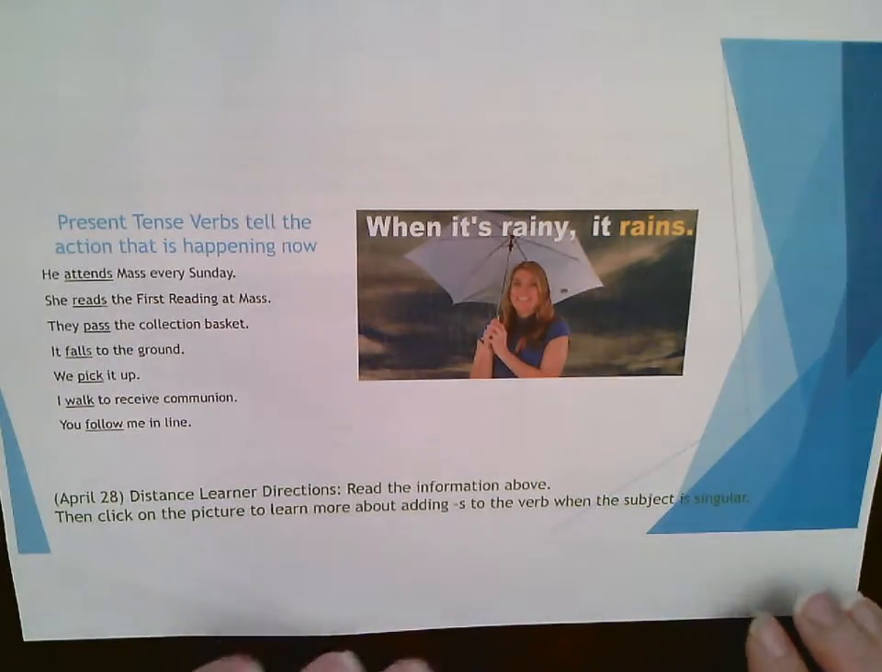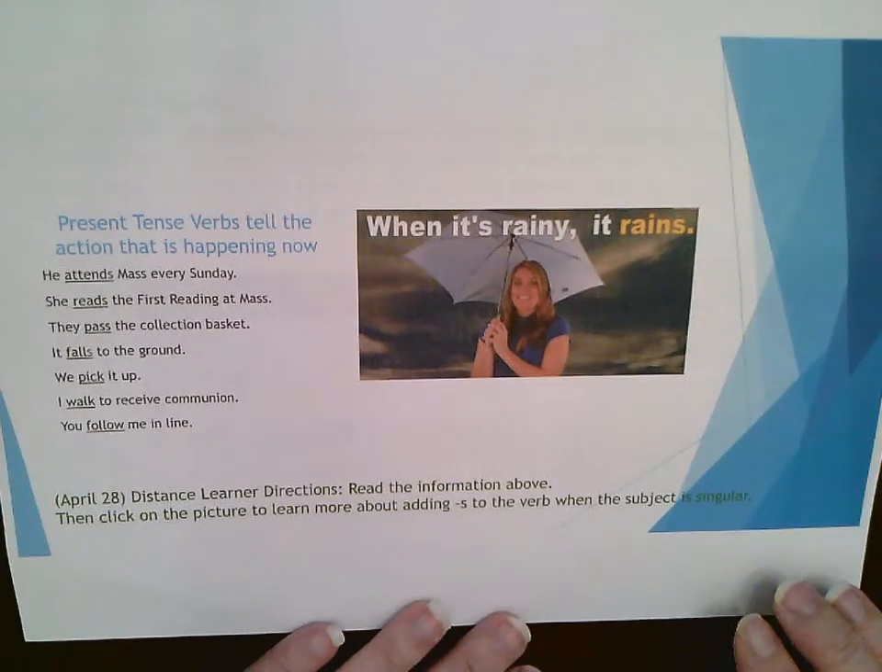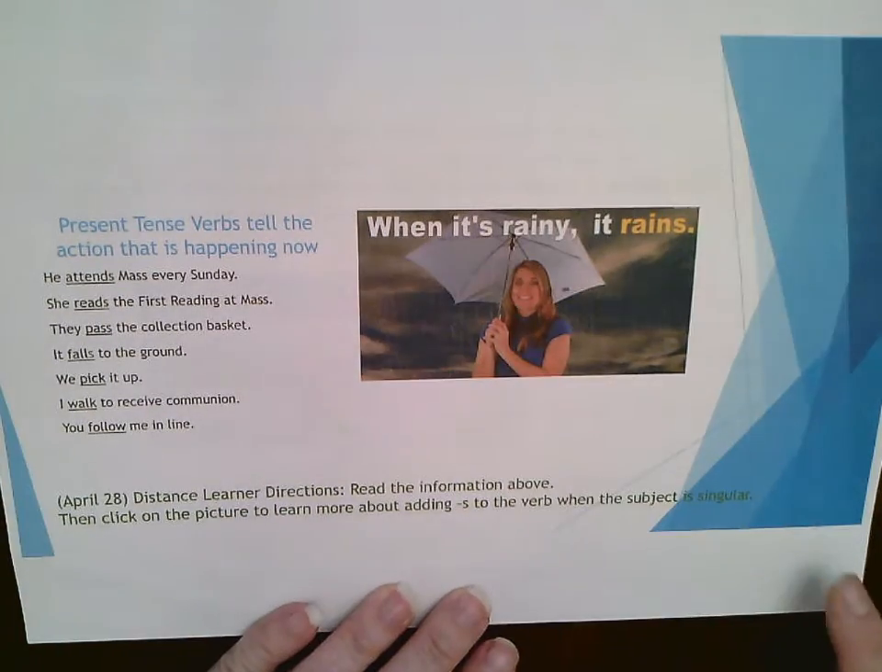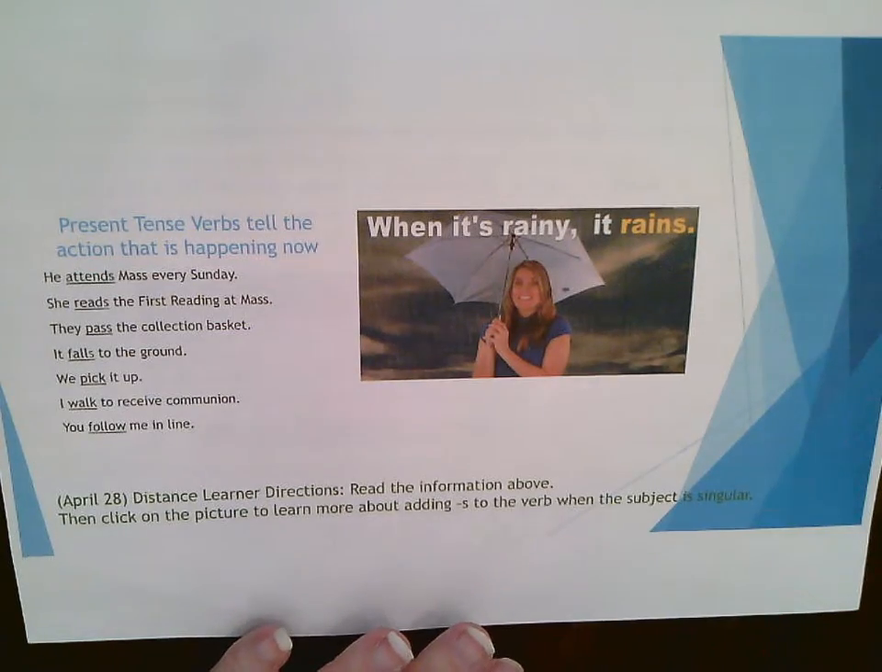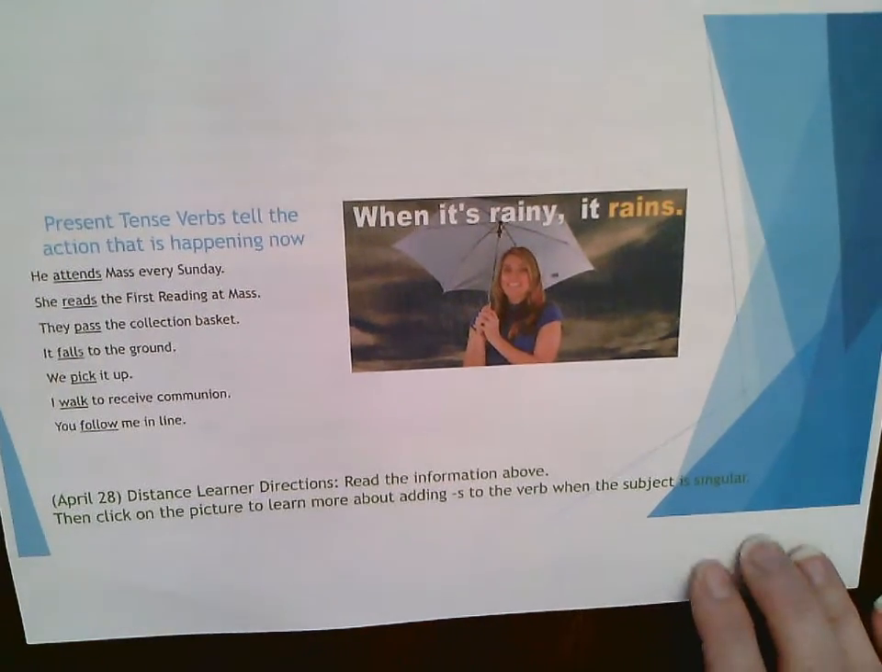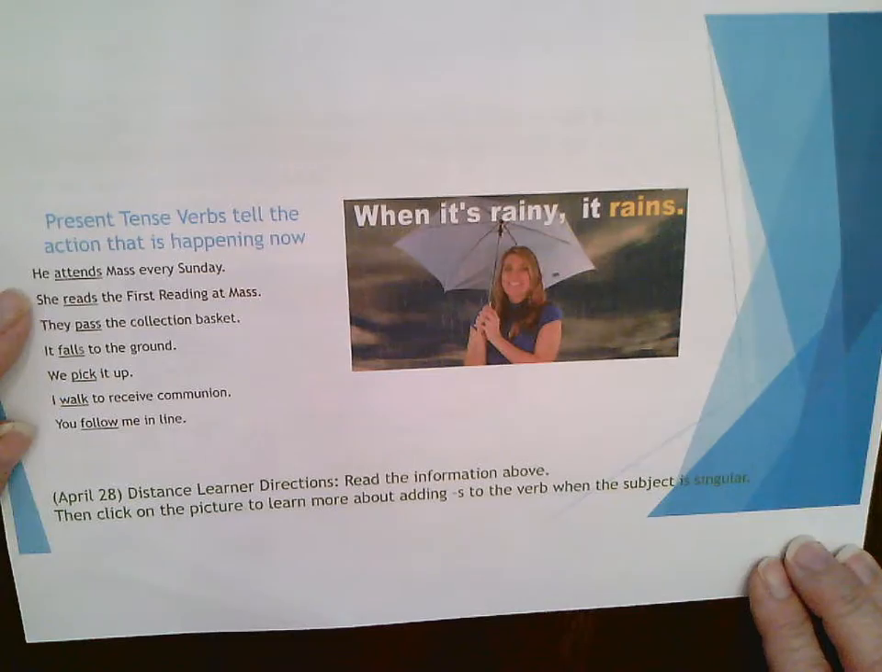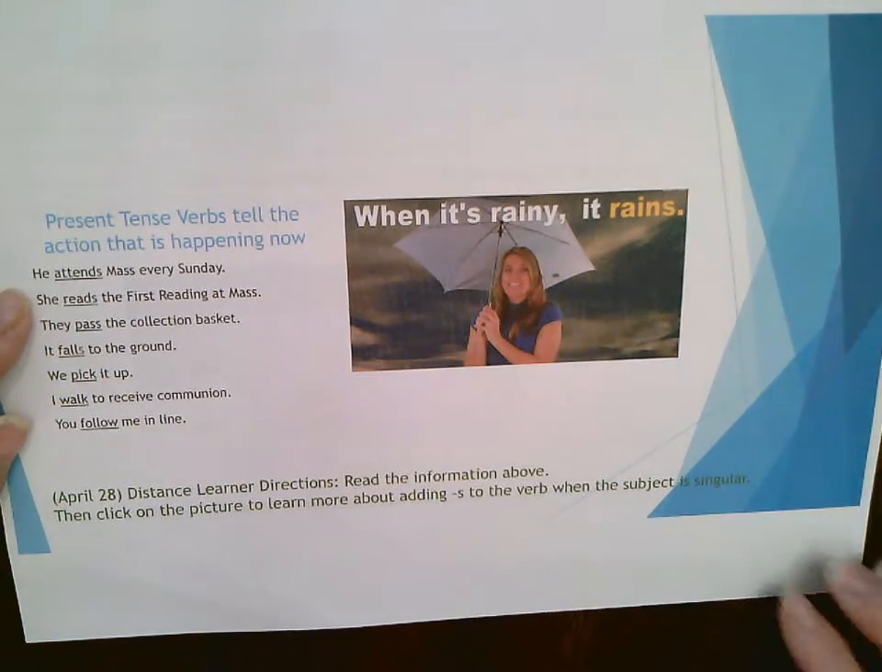Since a present tense verb tells something that's happening right now, if you look at my example, when it's rainy, it rains. So think in your mind, present tense is right now, it rains. The verb rain, in this case, ends in just an S, and it shows present tense, like right now it rains. Here are some examples of verbs in the present tense happening right now.